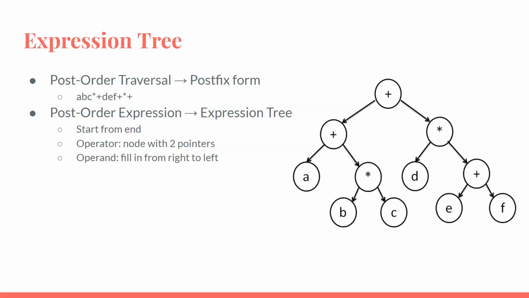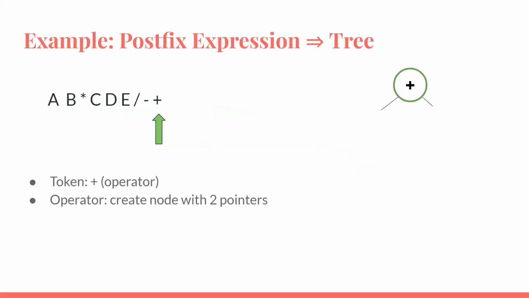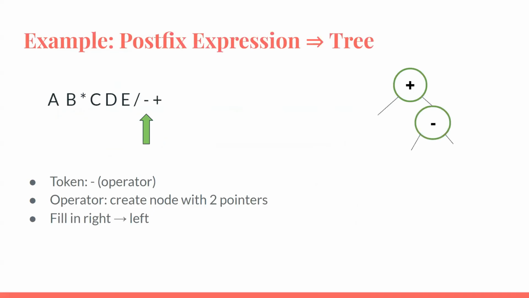Let's just see an example. I think that's just easier. So this plus sign is an operator. So because of that, we're going to create a node with 2 pointers. And we're going to start filling this in from right to left. So next, we're going to have a minus sign. And since there's a right pointer available, we're just going to put it onto there. And again, a minus sign is an operator. So we're just going to create a node with 2 more pointers. Division sign, same exact thing.